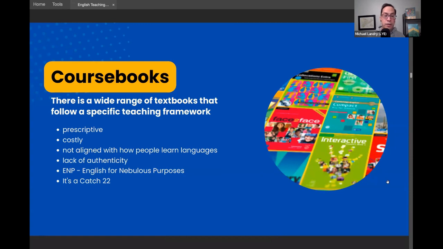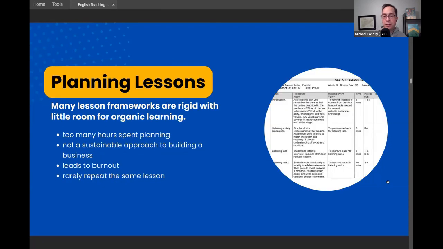And of course, they're just general, right? They're not specific, again, to the specific needs of your learners. In fact, there's this nice little acronym. They teach English for nebulous purposes, right? And really, it's a kind of catch-22, right? How much do we really want to use them as a crutch? And how much do we really want to focus on what the students actually need and want?